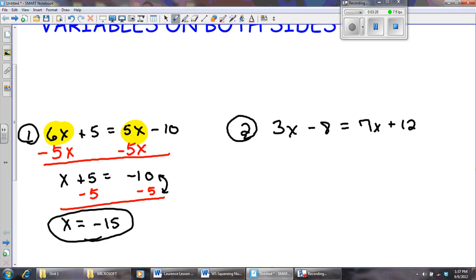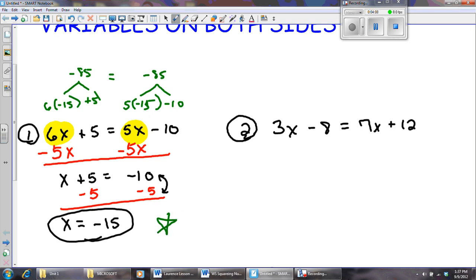If you wanted to check it, which is always a smart idea, you could do 6 times negative 15 plus 5. I believe 6 15s is going to be 90, so it's negative 90 plus 5, negative 85. Then on the right-hand side, we'd have 5 times negative 15, then take away 10. That 5 times 15 would be 75. It's negative 75 minus 10, negative 85. And you see they are equal to each other, so therefore we did it right. I'll give myself a big green star.